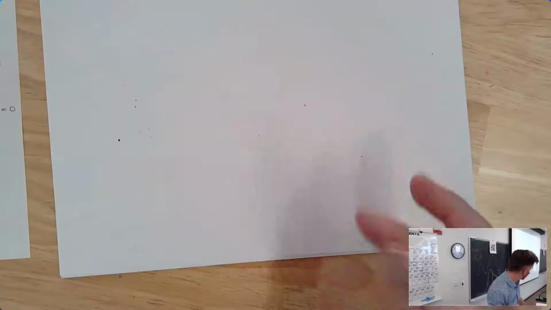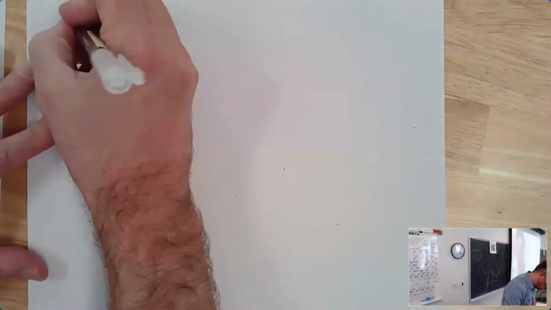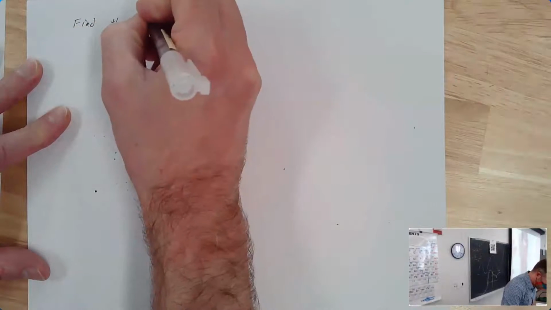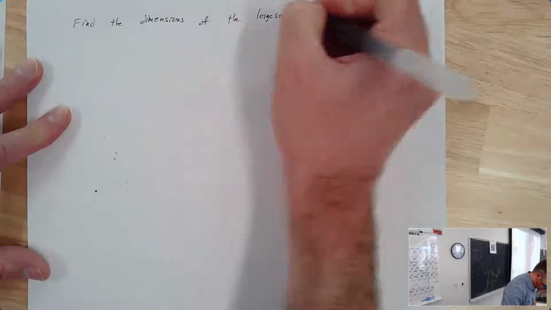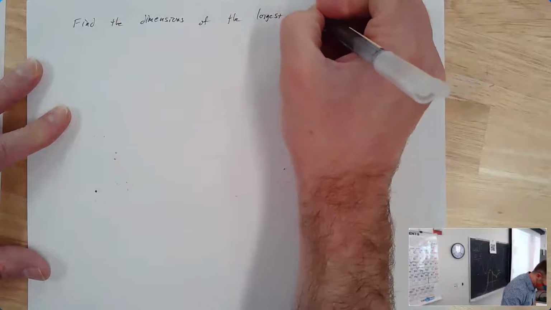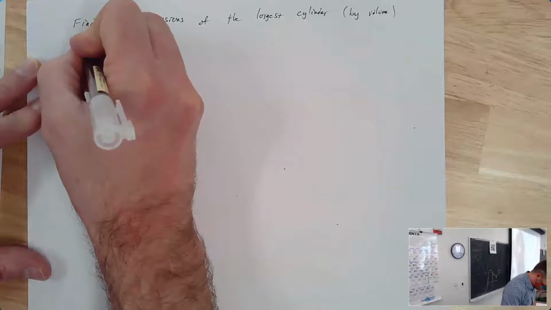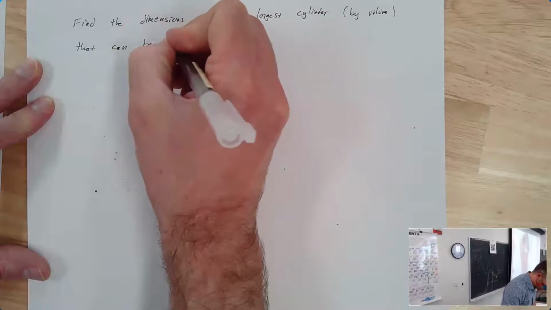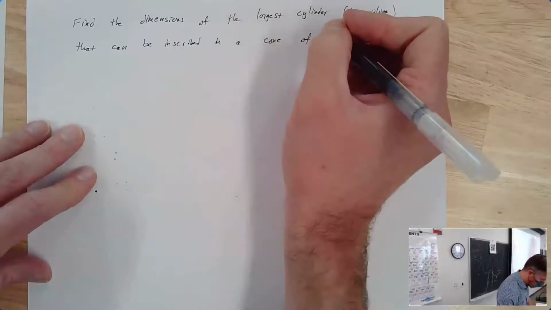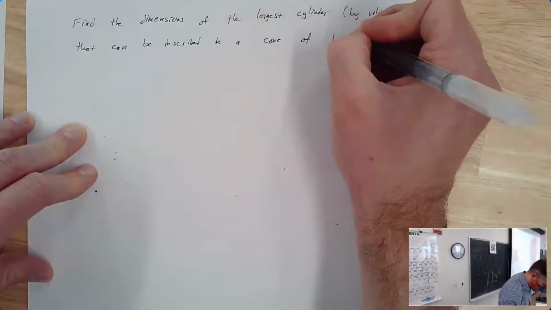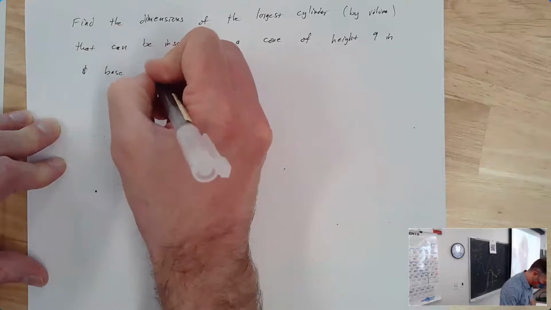So now we're going to ask the same sort of question, except, sorry, apologies here. Find the dimensions of the largest cylinder by volume that can be inscribed in a cone of height 9 inches and base radius 6 inches.